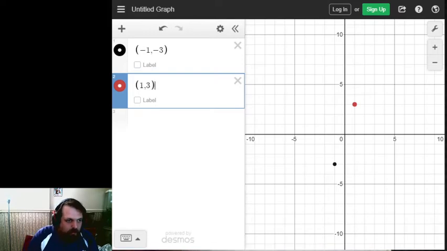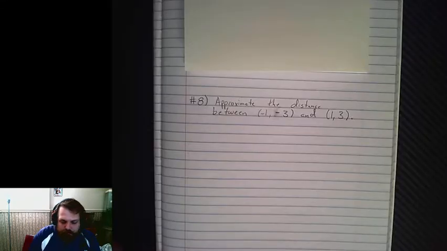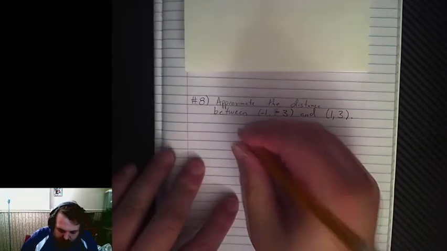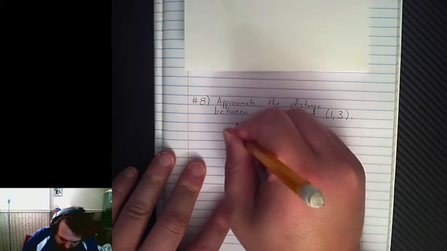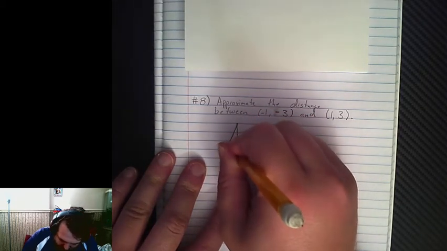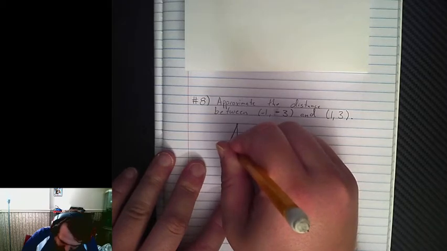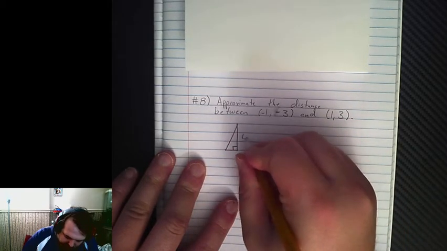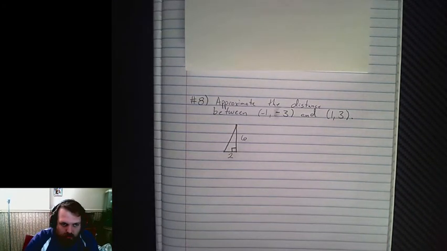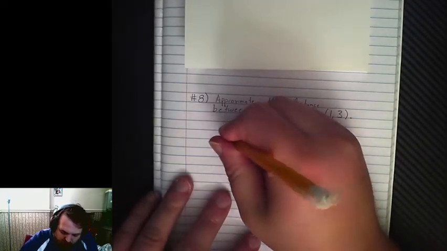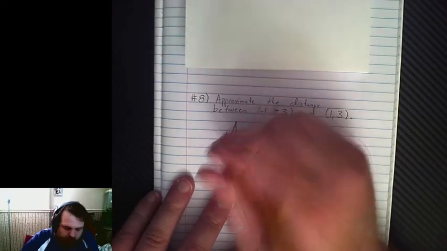So let's go back to our notebook, and you should be able to draw or sketch this triangle, and it's going to be a right triangle. So it's 6 high and 2 long. So we want to know this value right here.